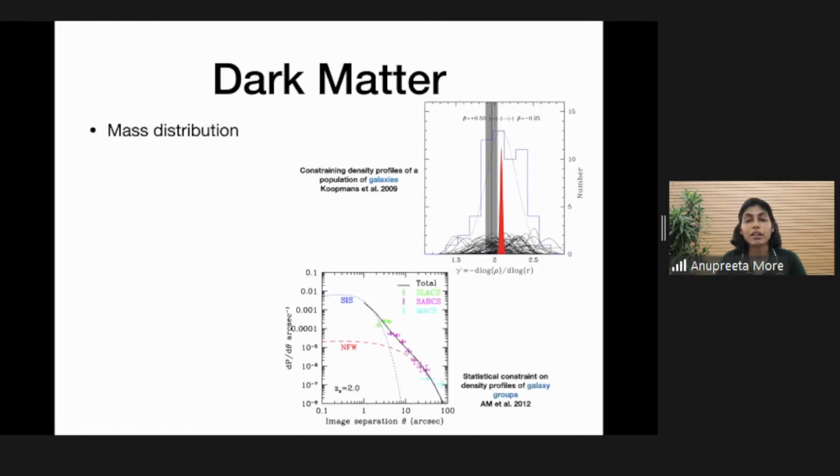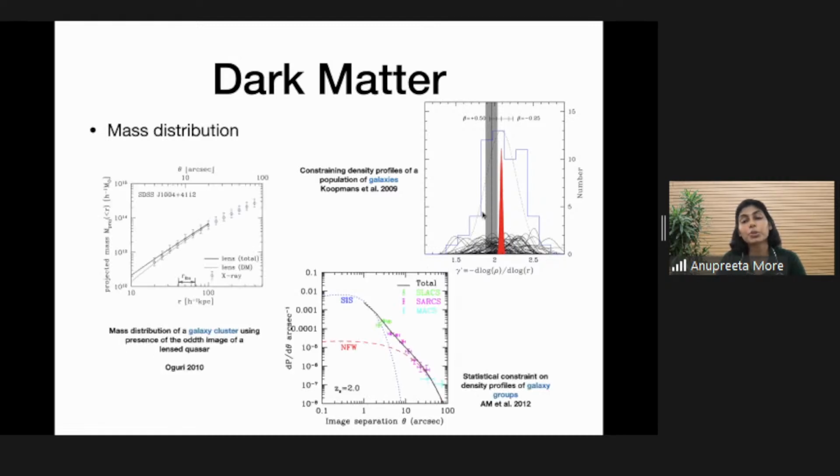And so here are a few plots which are showing studies which make use of, again, very many strong lenses. For example, here these constraints are shown for a sample of strong lensing galaxies, where a power law profile is assumed for the mass distribution, and then what they find is that on average, galaxies are close to isothermal profiles. And this is a different study where statistical quantities are used for constraining the mass distribution.